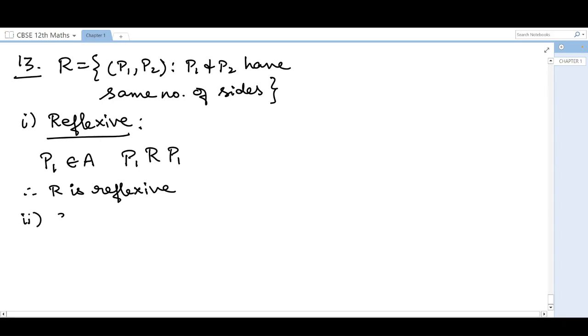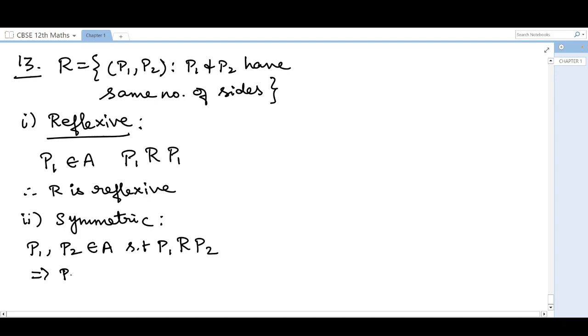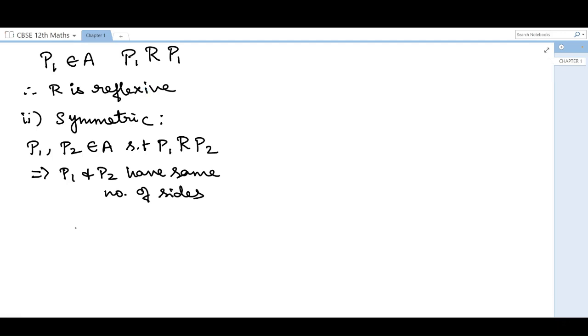Second one, symmetric. So let us take two polygons from the set A, say P1 and P2, such that P1 is related to P2, which means P1 and P2 will have same number of sides. From this we can say P2 has same number of sides as that of P1. Therefore, P2 is related to P1. From this we can conclude that the relation R is symmetric.